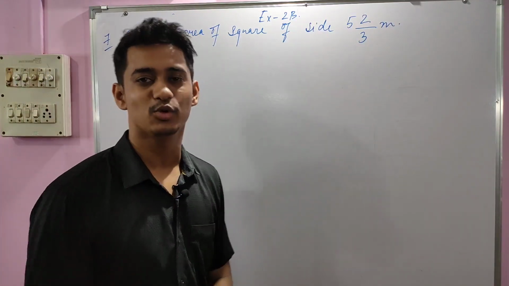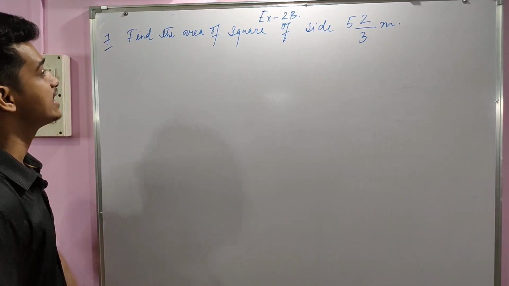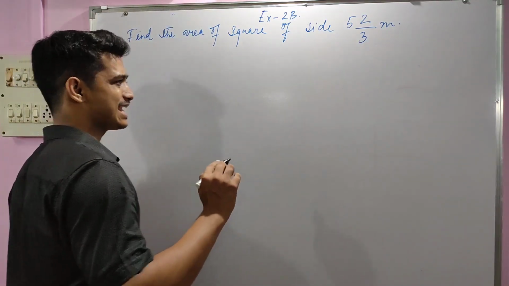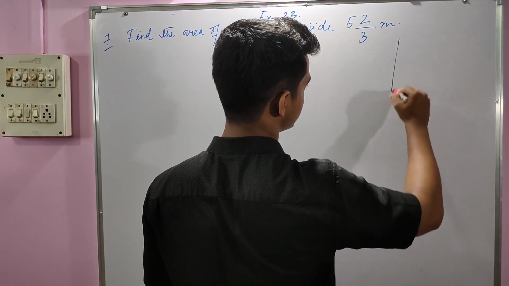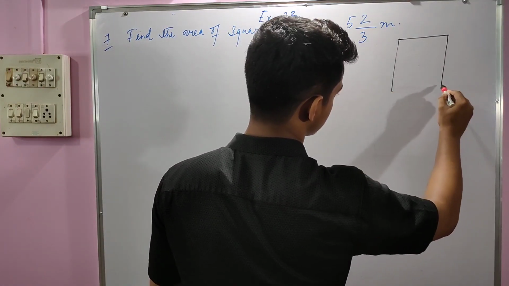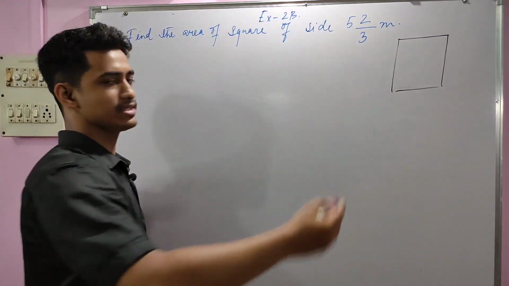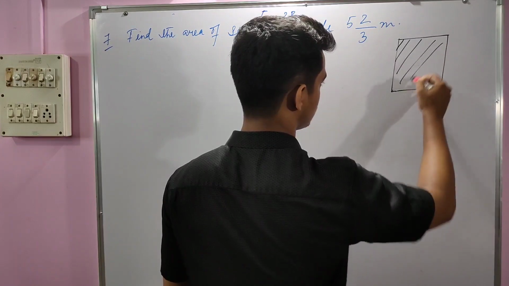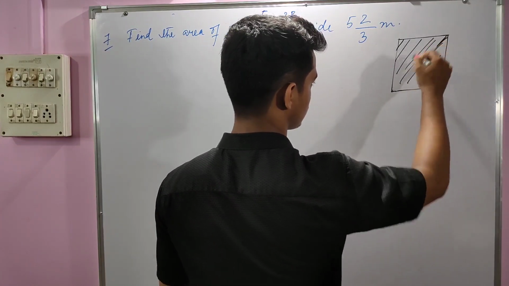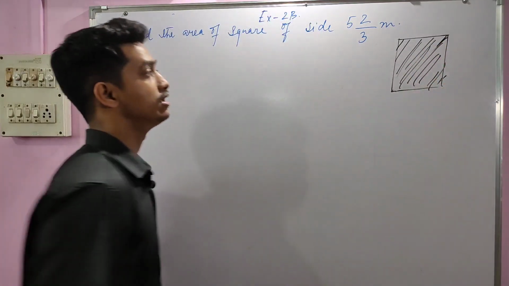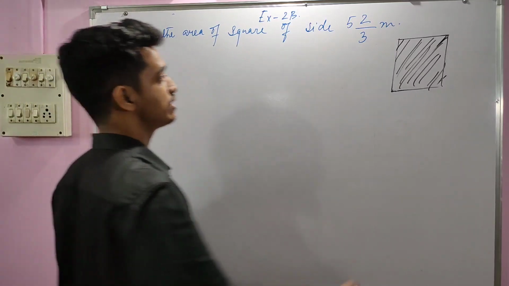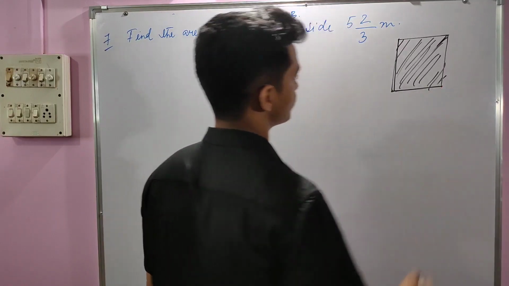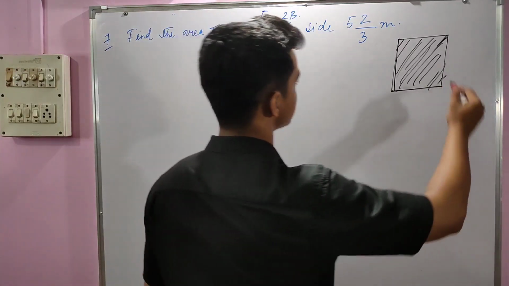So now let's just jump into question number 7. Question number 7 is find the area of a square of side 5 2/3 meter. So now what is area basically? If I draw this, let me just consider this as a square. So area is basically that region. That region is called our area. To find that area, first we have to multiply this side with this side.